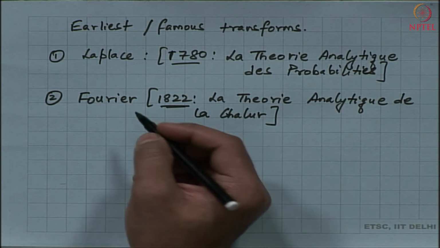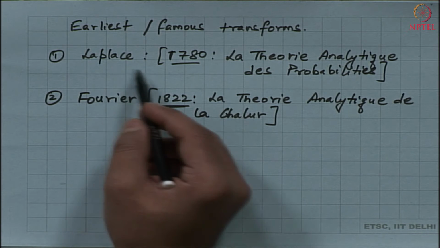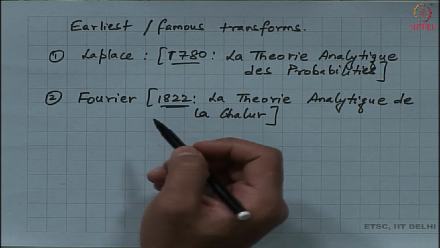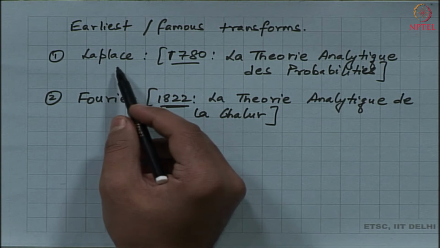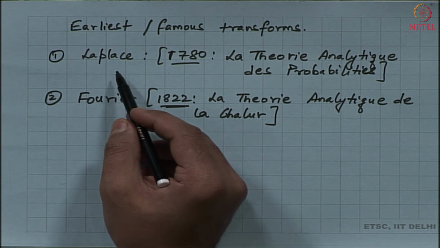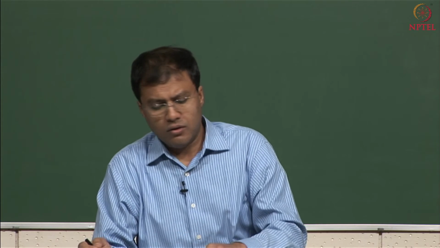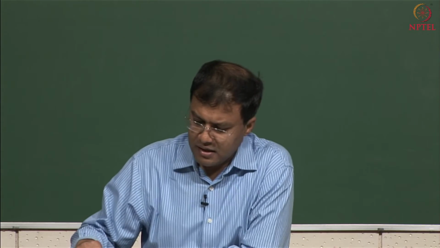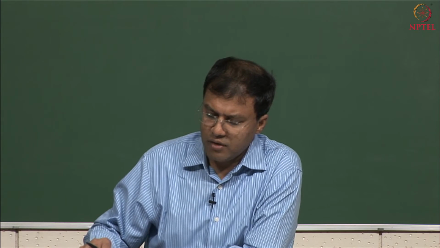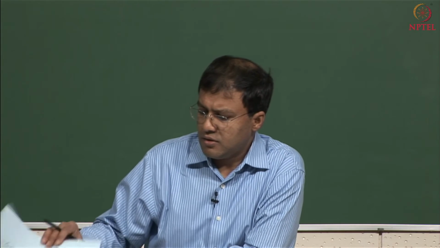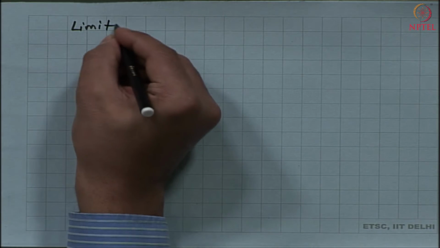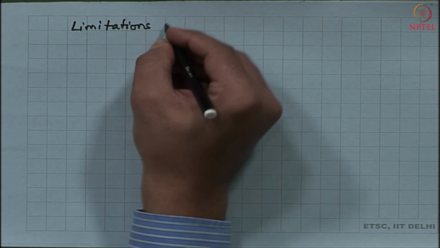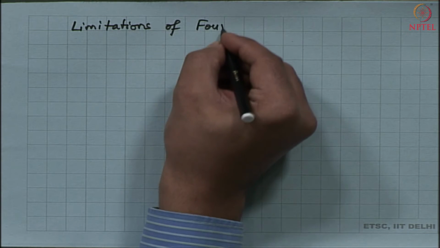So, then of course, these are some of the earliest mentions of integral transforms. Then of course, when we start looking at these transforms, although these transforms were very easy to define, there were some obvious limitations or some deficiencies of these transforms. Some of these deficiencies were noted by many of the researchers working in this area. So, let me just highlight some of the limitations of Fourier transforms.